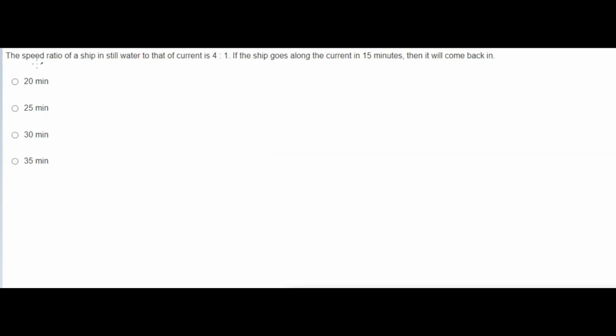The question is very simple. What they ask is the speed ratio, mainly the speed ratio of a ship in still water, simply water, and the ratio of the current. What does that mean?